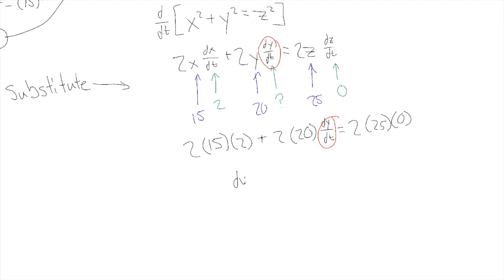Now we can simplify and solve for our variable dy/dt, which ends up being negative 3/2 feet per second. The value is negative as the ladder is sliding down the wall. This means that the ladder is sliding down the wall at a rate of negative 3/2 feet per second when the base of the ladder is 15 feet from the wall.